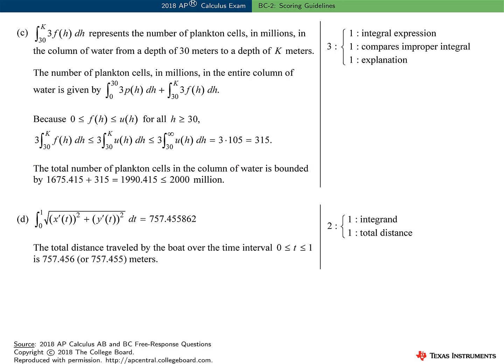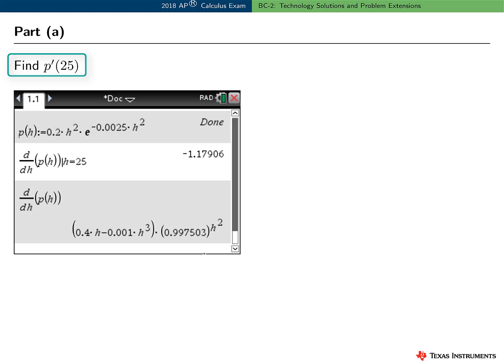Part D was worth 2 points. 1 point for the integrand. Note that the student can and should use the function names here, x prime of t and y prime of t. There is always a risk of a copy error in writing out the actual expressions for x prime of t and y prime of t. And there was 1 point for the total distance traveled, computed using a graphing calculator.